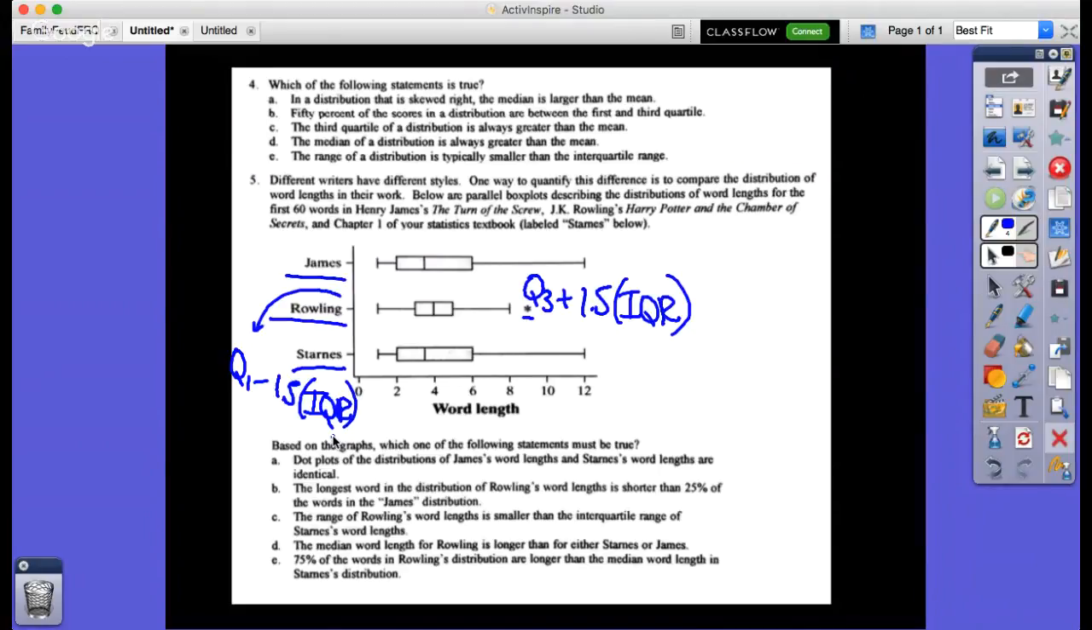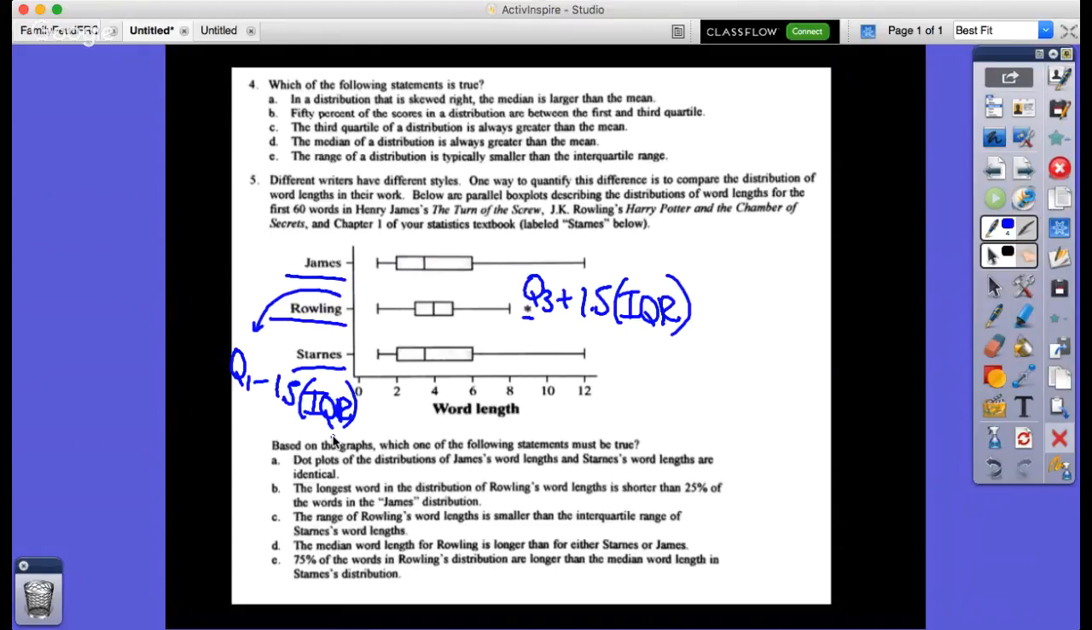Okay. B says, that is me because I heard box plot in my head, but it's dot plot, a little different. The longest word in the distribution of Rawlings word lengths is shorter. Okay, so let's do that. The longest word in the distribution of Rawlings word lengths is shorter than 25% of the words in the James distribution.